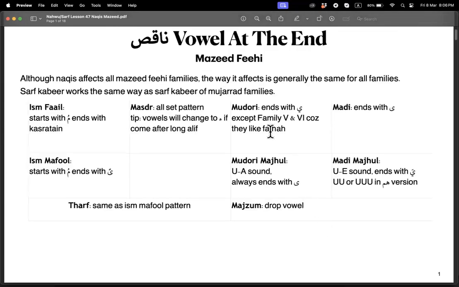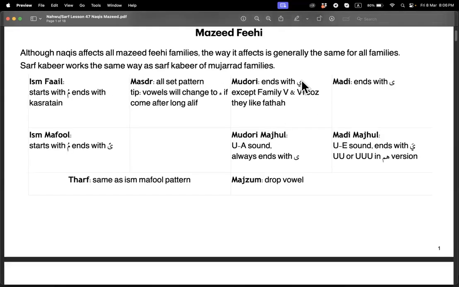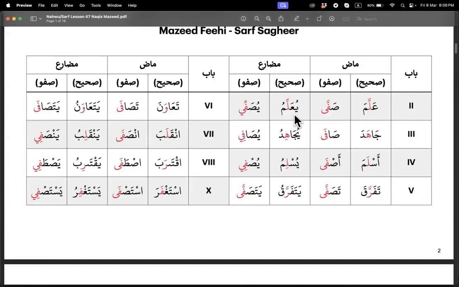And all of the mudari will end with a ya, because think about our mudari word, yu'alimu. The second last letter has a kasra. The only ones that have fathah are family 5 and family 6, yata'awanu and yatafarroku. These both have fathah. The rest all have kasra. So the mudari naqis will all end with ya, and only family 5 and family 6 end with alif maksura because of the fathah before it. I will come back to this, so don't worry.